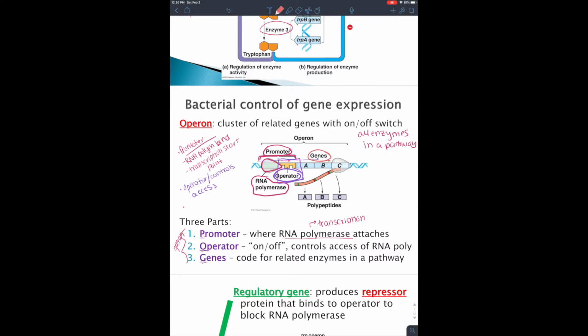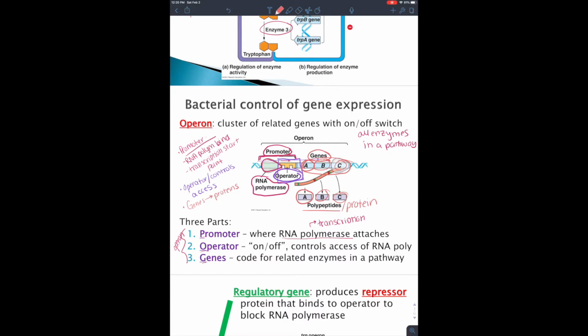So my final piece are the actual genes. Those genes turn into proteins. They code for them. And you can even see in the picture, gene A made amino acid A. Gene B made amino acid B. Gene C made amino acid C. We put them together, we make a polypeptide, which is another name for a protein. So we just talked about the 3 parts that make up the operon.